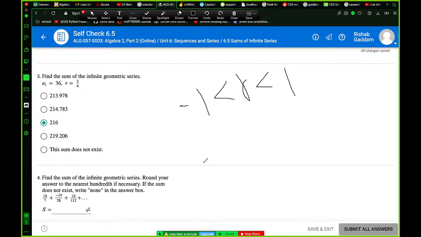So let's say that the r is equal to 1 over 2. So it starts at 1. So you have 1 plus a half, plus a fourth, plus a 16th.